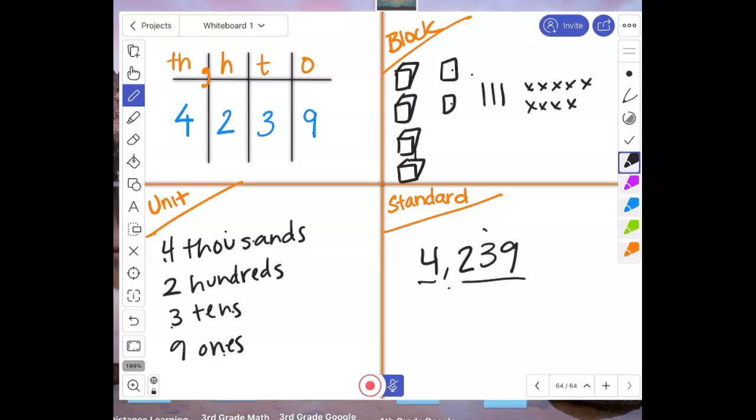Okay, so you're going to go ahead and do the first part of your slideshow. It's just a few slides where you're going to practice identifying a number based on its block form, its unit form, and its standard form. I will see you back here for part 2.